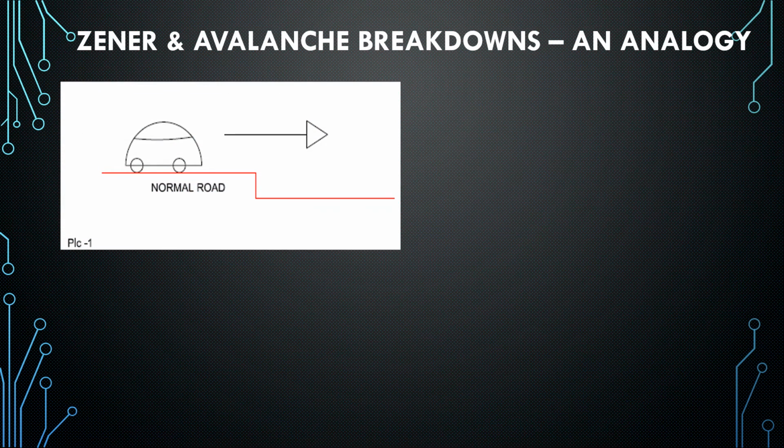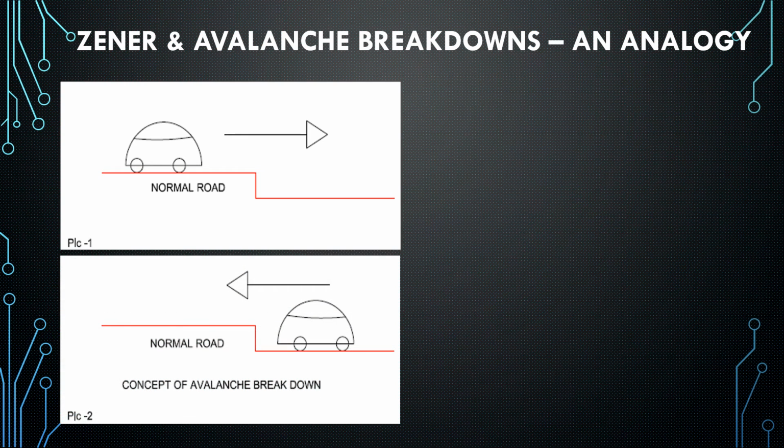Let us look at an analogy of the Zener and avalanche breakdowns. Here we see a normal road with a car going by. This car will just go by from the left to the right. But if the car is supposed to move from the right to the left, there is going to be permanent damage to the car as well as the road. This is what is avalanche breakdown.